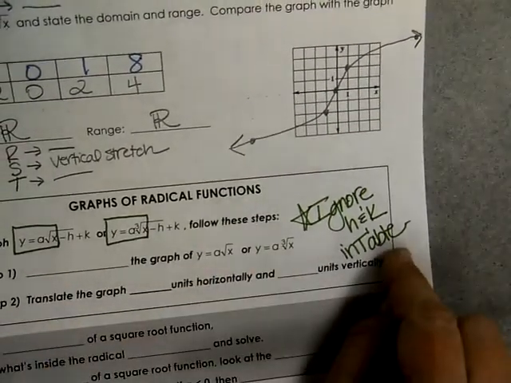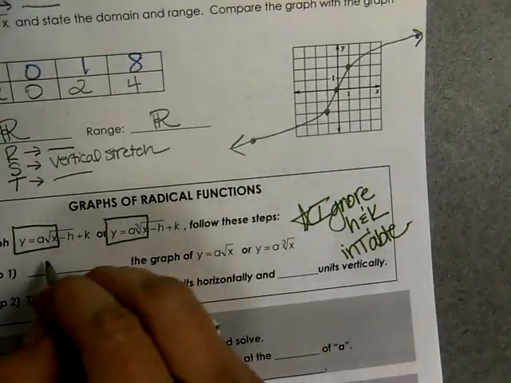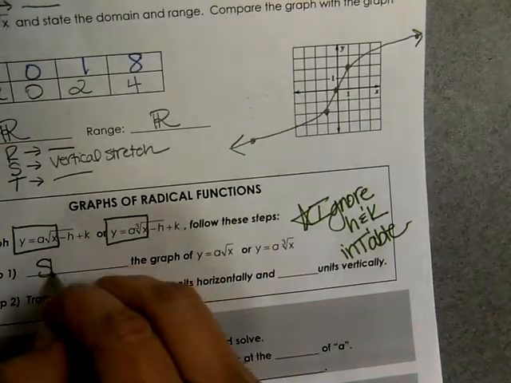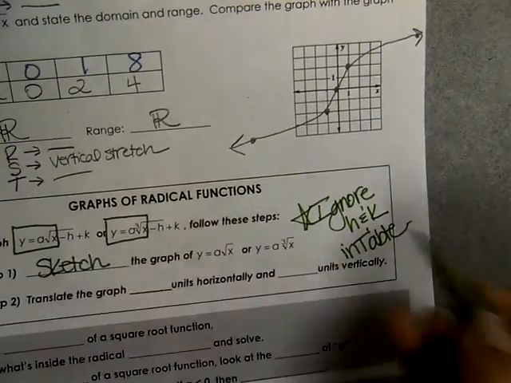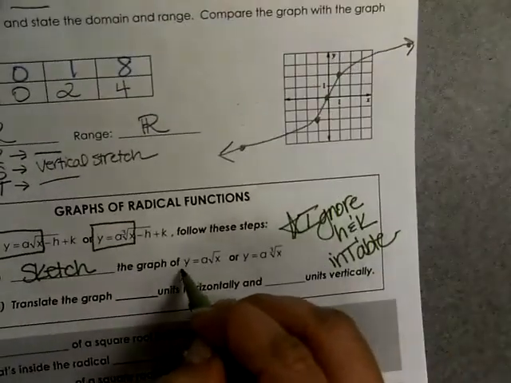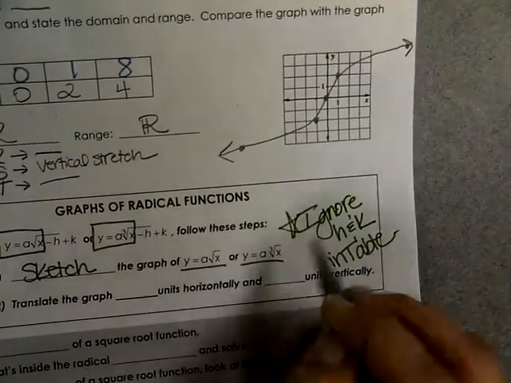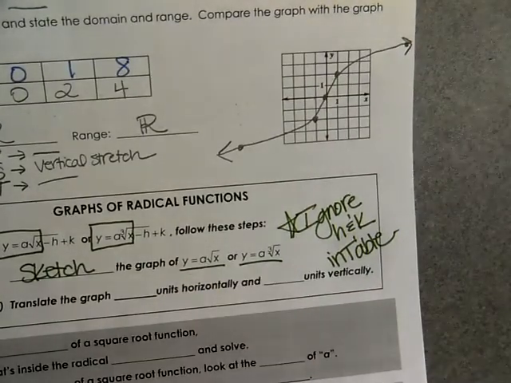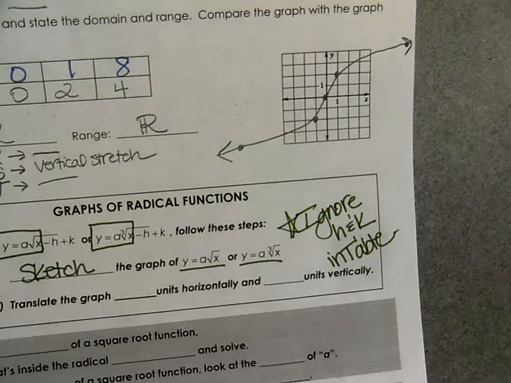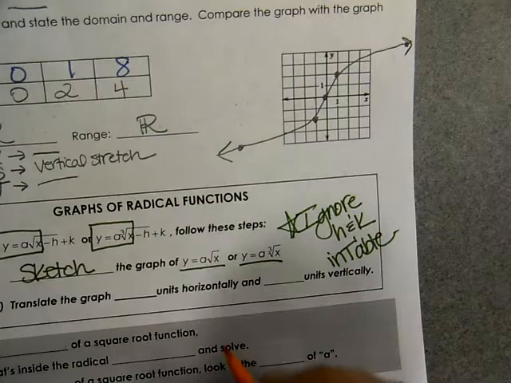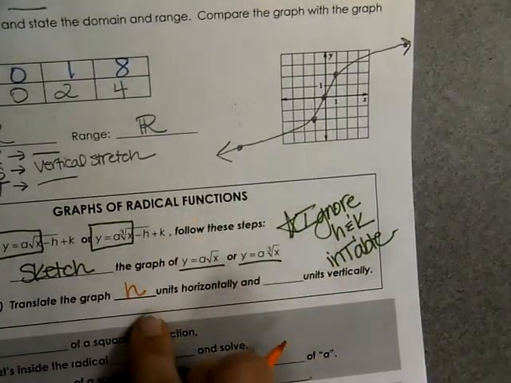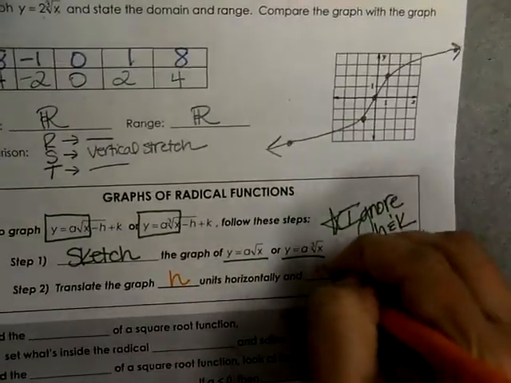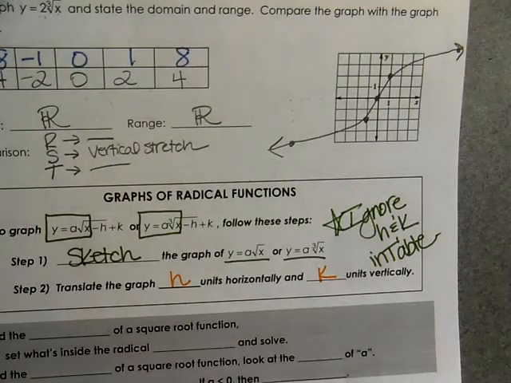We're going to ignore h and k in the table, and then we're going to sketch the graph of, notice, the non-translated function. So we're going to include the a in the table, but not the h and the k. And then it's after that that we're going to be able to translate the graph h units horizontally and k units vertically, just like we did before. Okay?